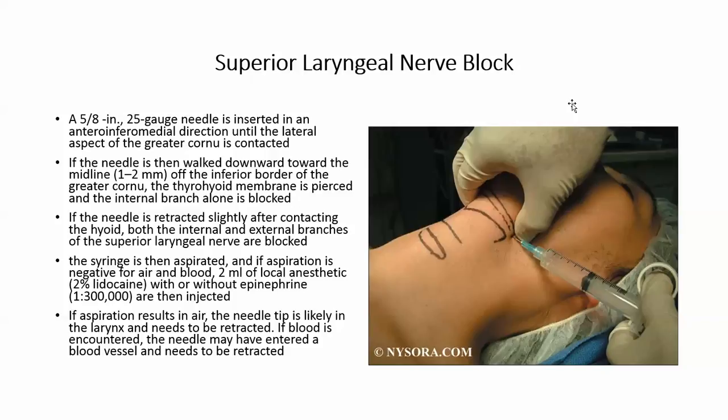If the needle is retracted slightly after contacting the hyoid bone, both the internal and external branches of the superior laryngeal nerve are blocked. The syringe is aspirated, and if aspiration is negative for air and blood, 2 ml of local anesthetic with or without epinephrine is injected. In the event of aspiration of air or blood, the needle is retracted and the procedure is repeated.